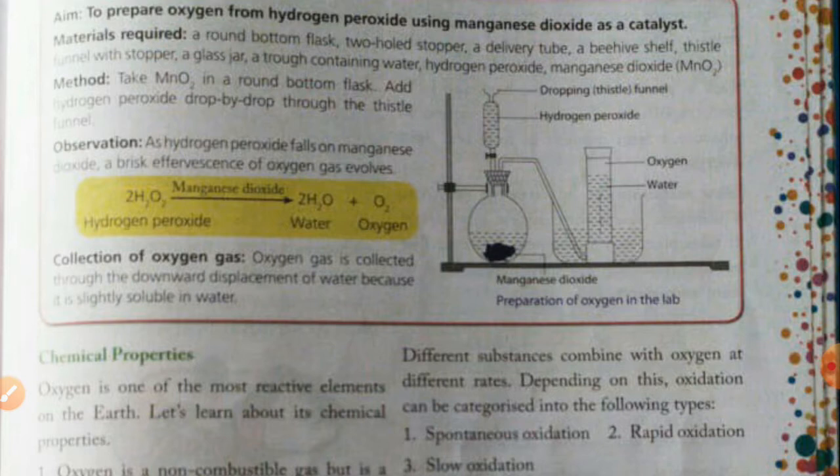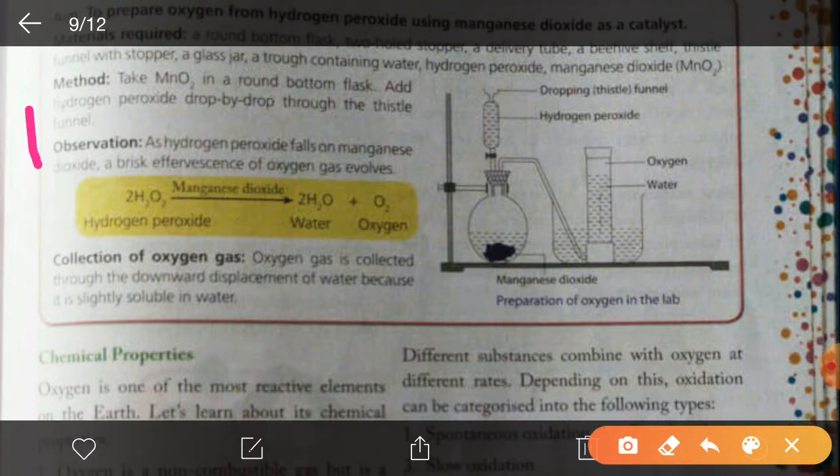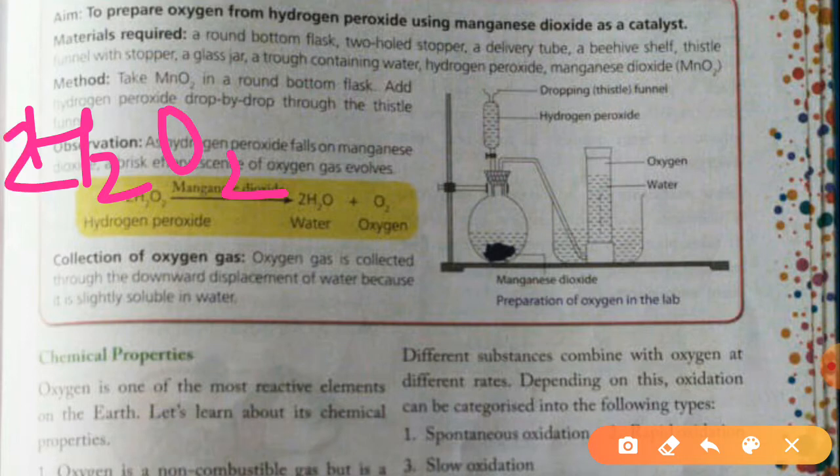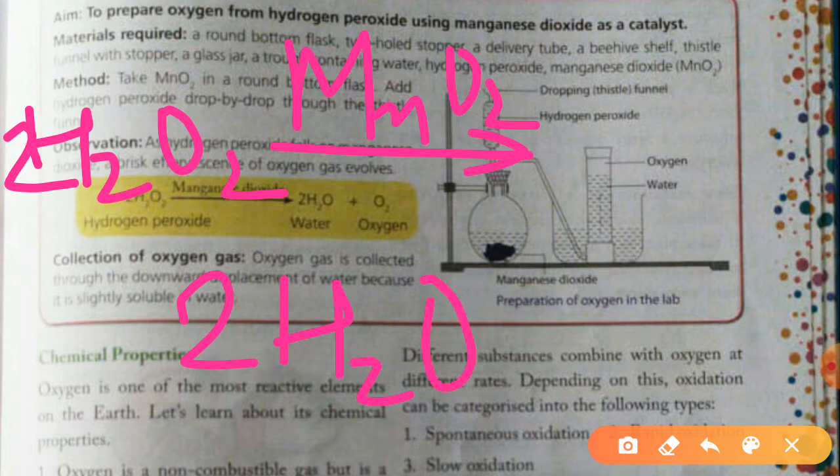So you can see here H2O2 in the presence of MnO2 gives 2H2O and O2. So this is another process by which we can prepare oxygen.